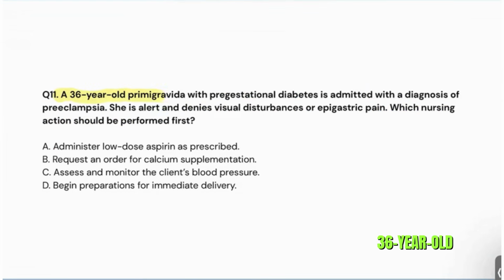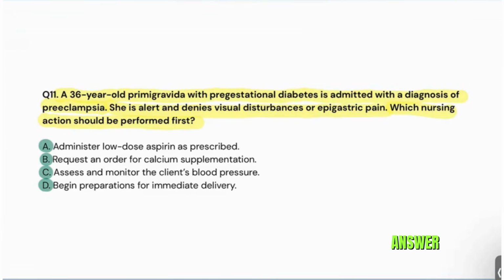Question 11. A 36-year-old primigravida with pre-gestational diabetes is admitted with a diagnosis of preeclampsia. She is alert and denies visual disturbances or epigastric pain. Which nursing action should be performed first? Letter A. Administer low-dose aspirin as prescribed. Letter B. Request an order for calcium supplementation. Letter C. Assess and monitor the client's blood pressure. Or letter D. Begin preparations for immediate delivery. Pause the video.